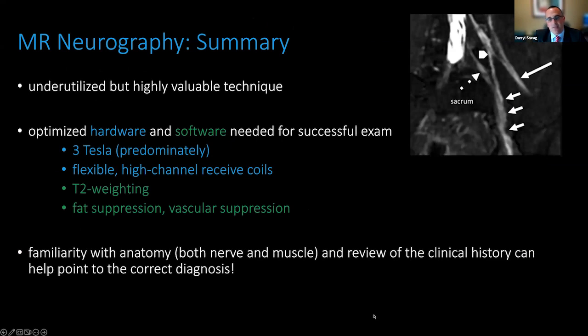So I'd like to really thank you for your attention. In summary, I believe MR neurography is an underutilized but highly valuable technique. Optimized hardware and software, including 3T, flexible high channel receive coils, a combination of T2 weighting, fat suppression, and sometimes vascular suppression are required for a successful exam. And familiarity with anatomy, both the nerve and the muscle, and paying particular attention to the clinical history can help point to the correct diagnosis.